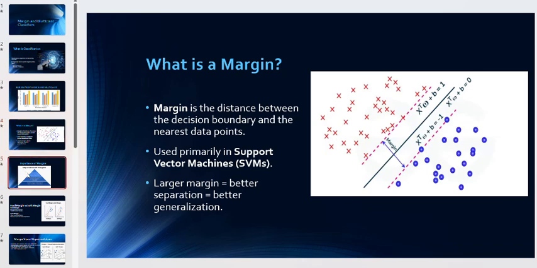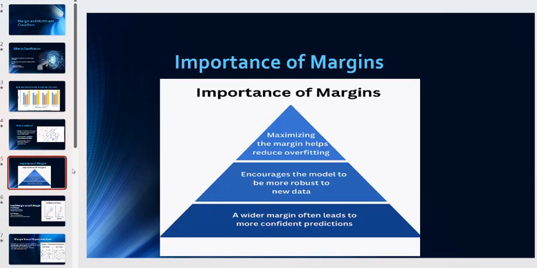And then, the importance of the margin. These are the main importance of margin. First, maximizing the margin helps in reducing overfitting. Second, it encourages the model to be more robust to new data. And third, a wider margin often leads to more confidence.